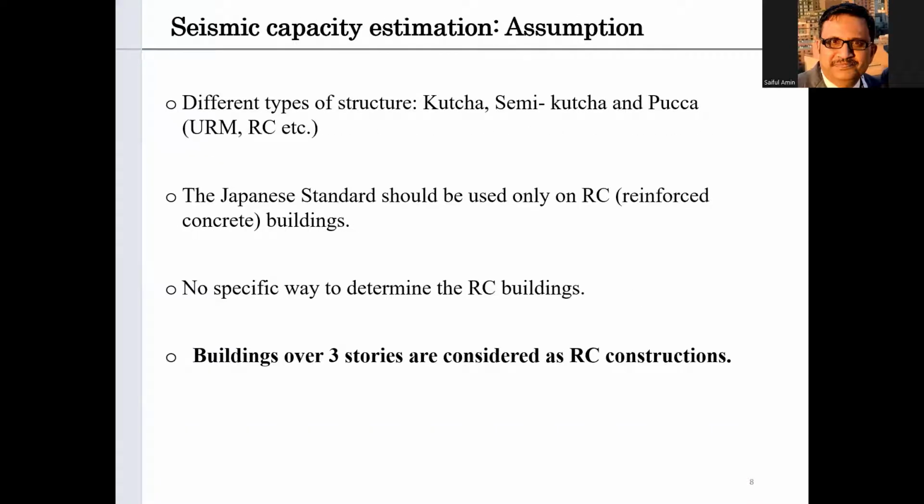So seismic capacity index is applicable to only RC buildings. So kacha, semi-paka, and structures other than paka that are easily visible in the city are not within the scope of this research. Among the paka buildings, the masonry buildings should not be considered as well. Masonry buildings are generally low rise in character, and considering this fact, buildings over 3 stories are considered for further analysis to apply seismic capacity index.